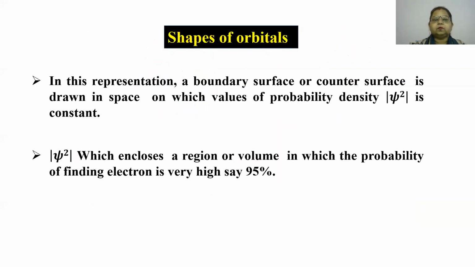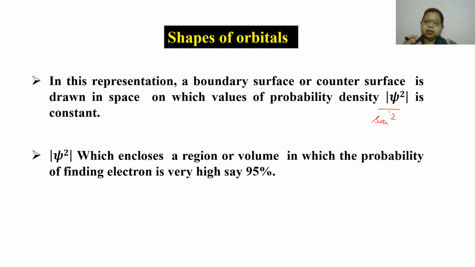Moving on. Different orbitals have different shapes, right? It's time to understand their shape. As we define orbitals as the place where the probability of finding an electron is maximum, it is represented by probability density, which is called psi. This is psi square, right?